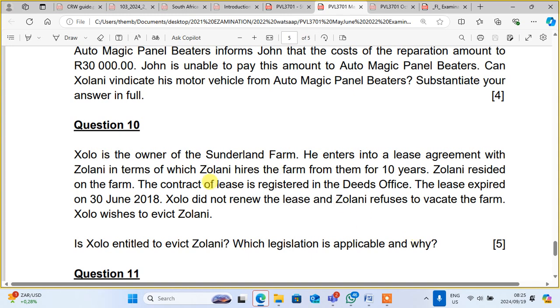So, this is the question. If you read this question, you must read to understand. Is Xolo entitled to evict Zolani? If he wants to evict Zolani, which legislation is applicable and why?